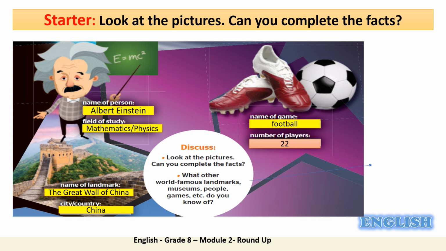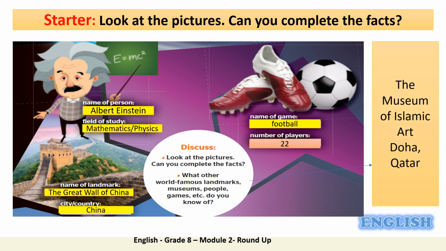Now, can you mention any other famous places, let's say in Qatar here? Excellent, we can say the Museum of Islamic Art, Doha, Qatar.